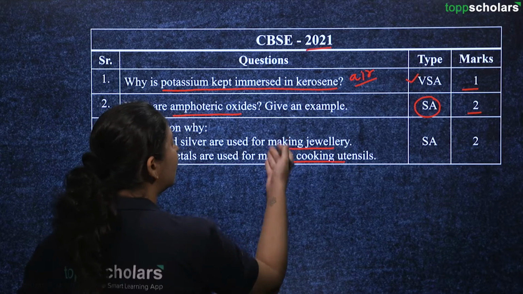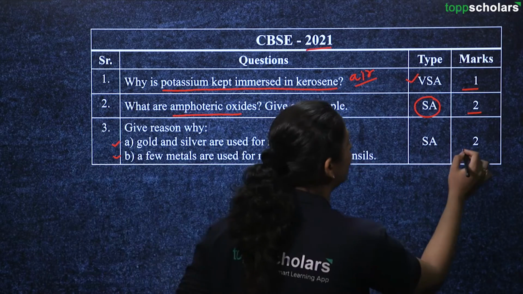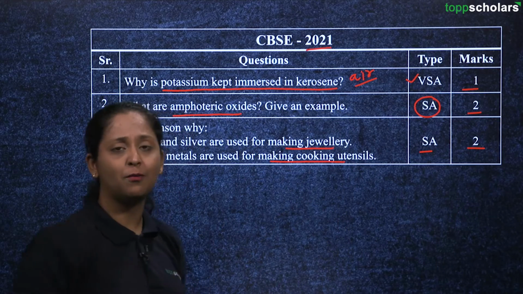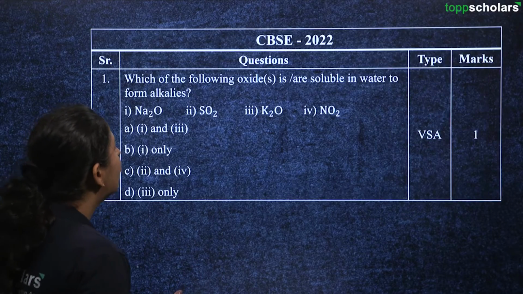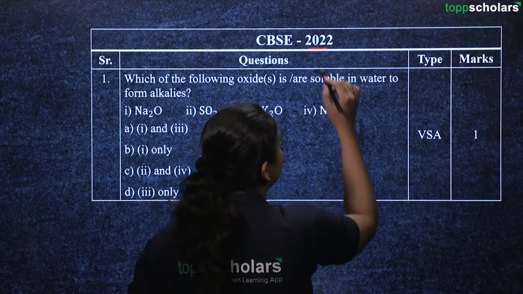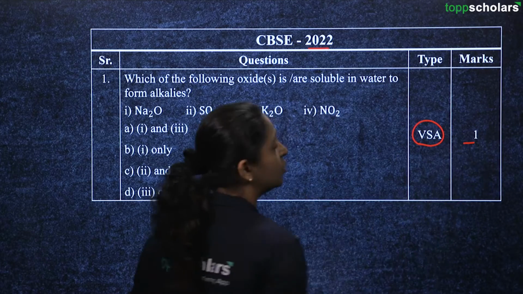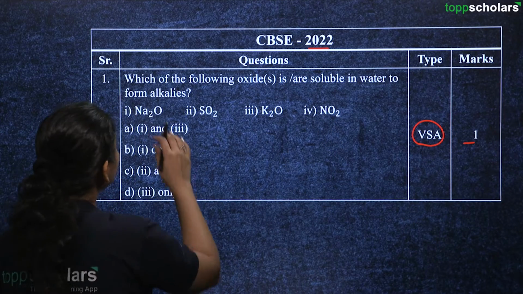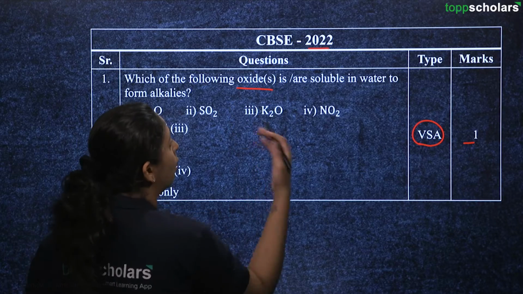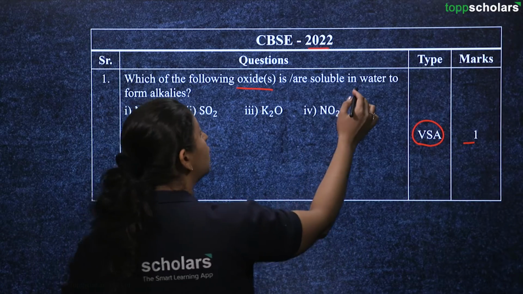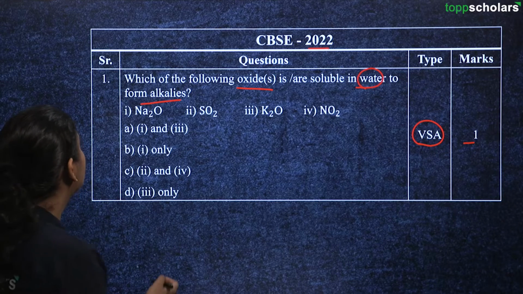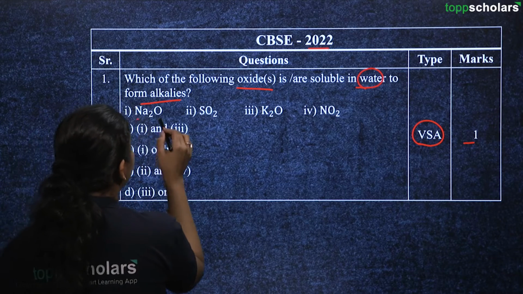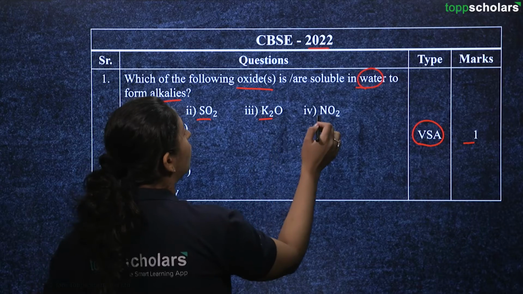So here, by answering these simple questions, you can easily score marks. You just require very basic information regarding the topic to answer these questions. Next, students, is from the year 2022, a very short answer question holding 1 mark. Which of the following oxide or oxides is or are soluble in water to form an alkali? You have been given the options Na2O, SO2, K2O and NO2.